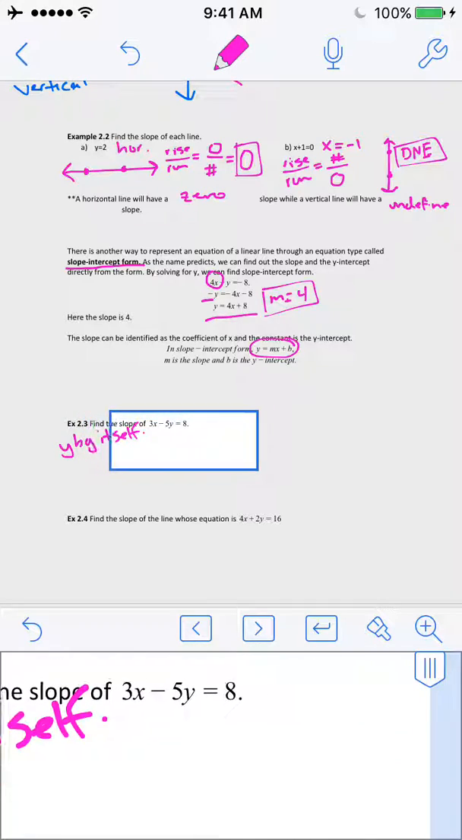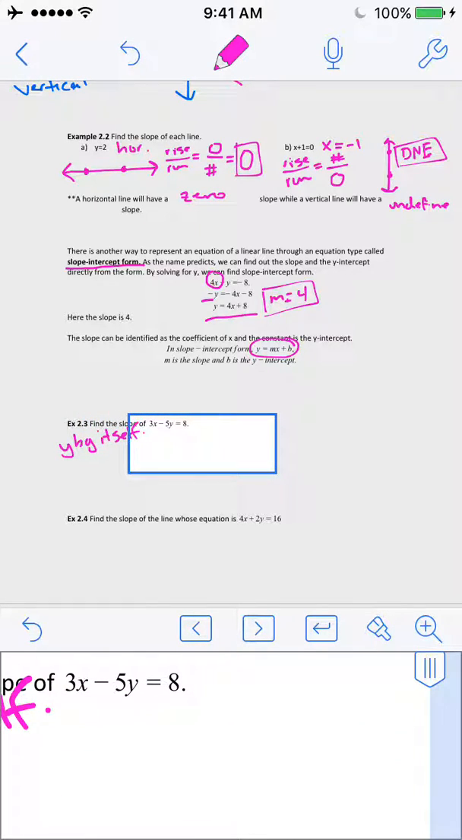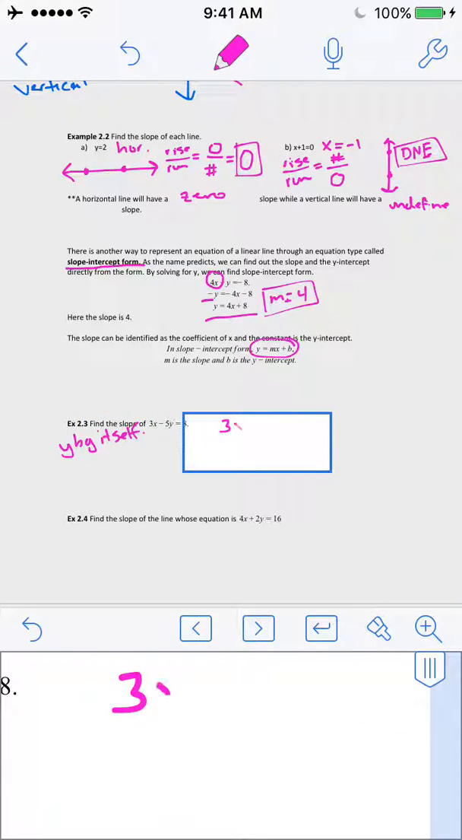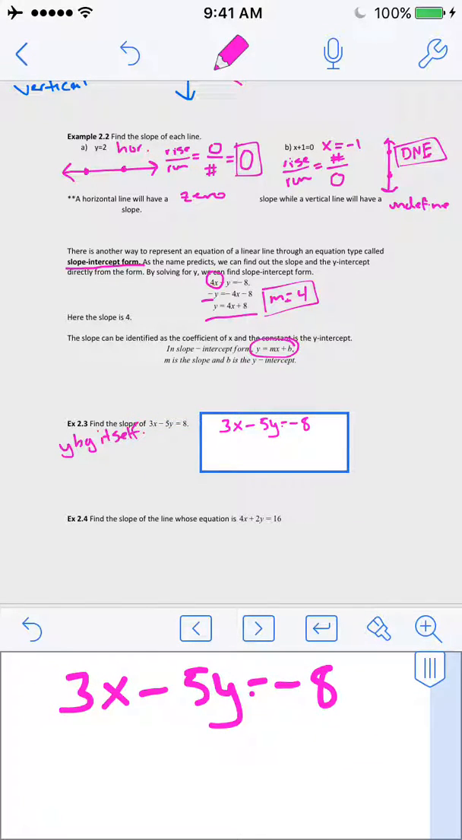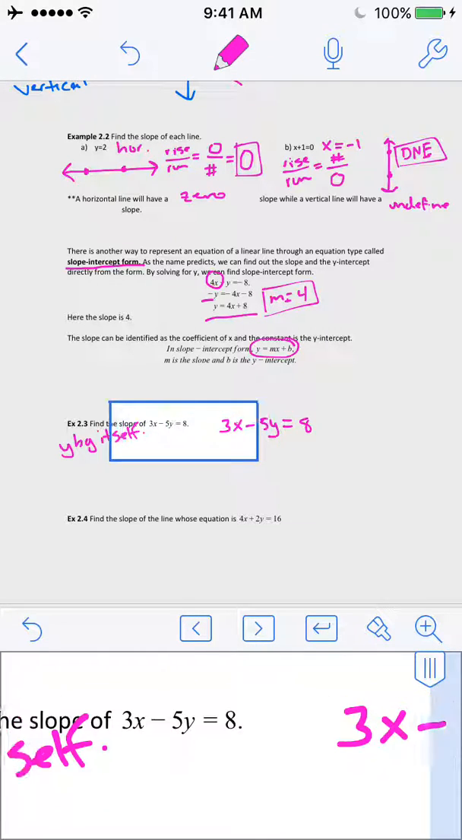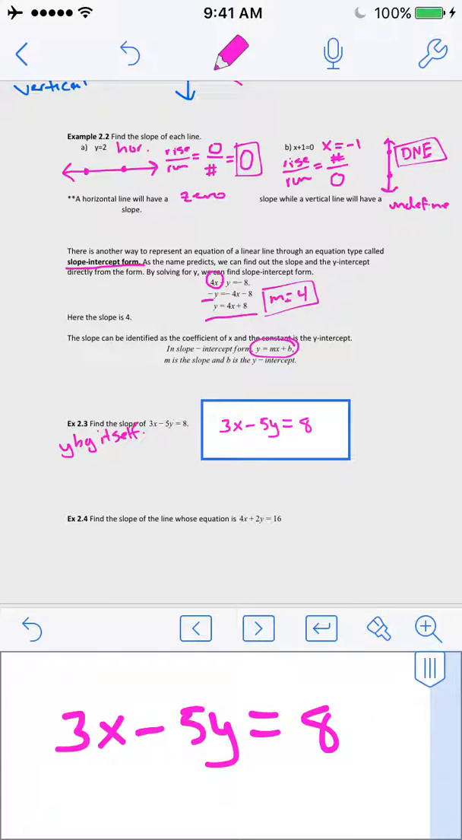So let's start with this equation, right? We have 3x minus 5y equals 8. Sorry, I don't know what's up with me. Right, so 3x minus 5y equals 8.